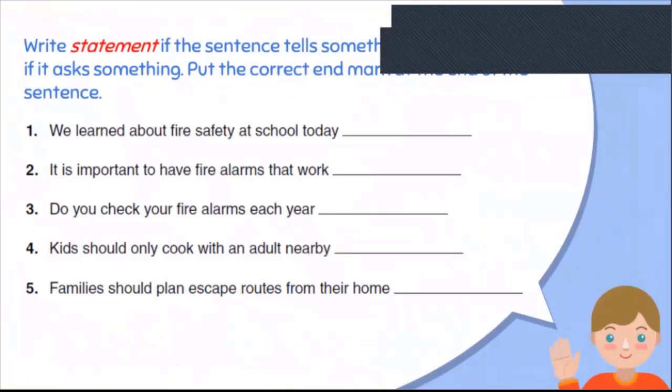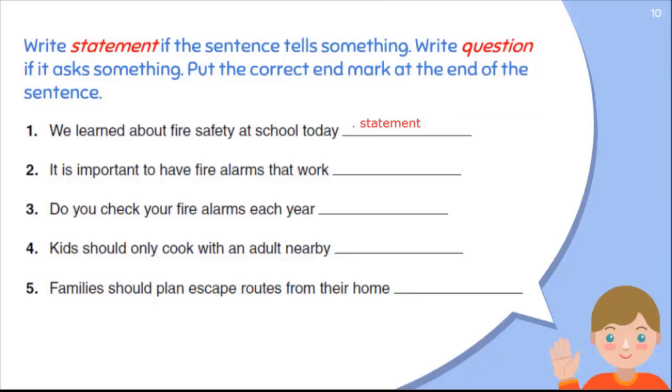Now, as you can see in this sentence, I am declaring, I am stating a fact that we have learned about fire safety at school today. So this one should end with a period. I write the mark, and then I write statement next to it. Second one, it is important to have fire alarms that work. Again, I am stating an opinion, so it should end with a period, and it is a statement.